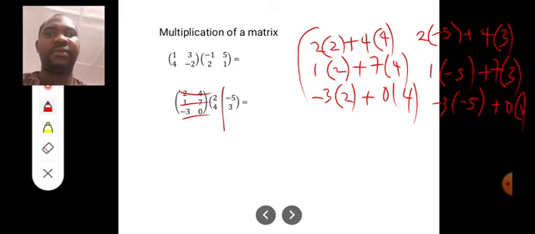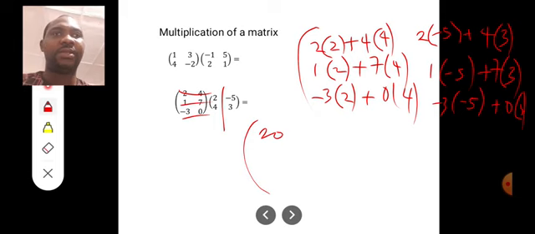Okay, so if we multiply that, the first one here, 2 times 2 is 4, plus 4 times 4, that's 20. The next one, minus 10 plus 12, that's minus 2. Okay, this is 2 plus 28, that's 30. Minus 5 plus 21, that's 16.